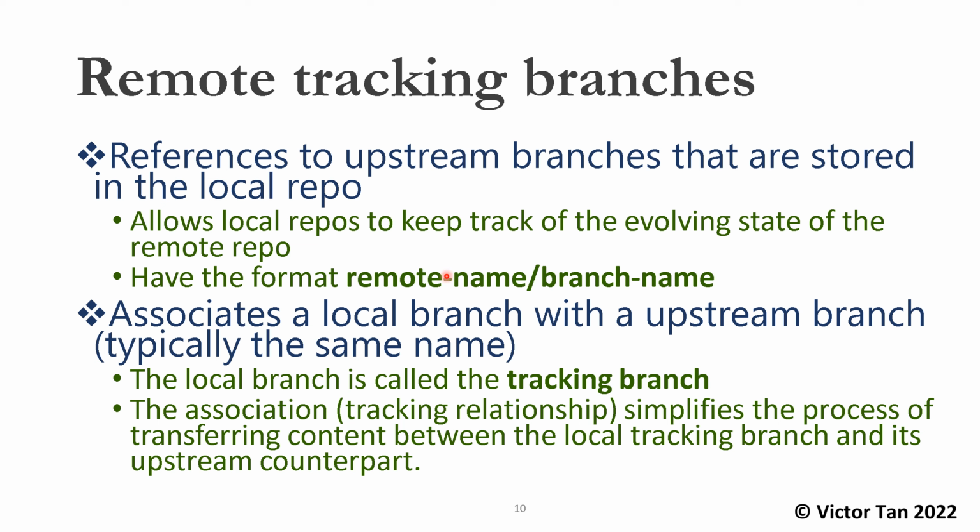The purpose of the remote tracking branch is to associate or link a local branch with an upstream branch that both have the same name. The local branch is called the tracking branch. The branch that's in the remote repository, we call the upstream branch. And the thing that links the tracking branch and the upstream branch, we call the remote tracking branch. This tracking relationship will simplify the process of transferring content between the local tracking branch and the upstream branch. I know this is very confusing right now.